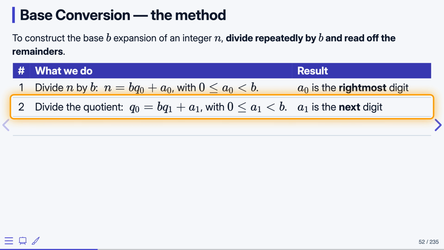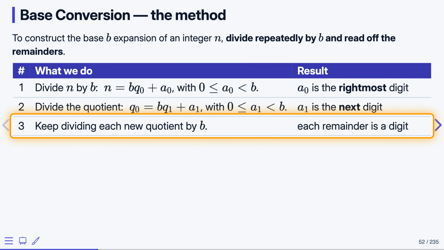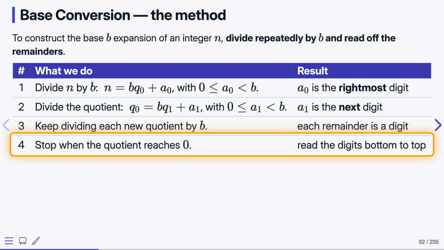Step 2. Now take the quotient q0 and divide it by b. The new remainder, a1, is the next digit, the second one from the right. Step 3. Keep going. Each time, divide the newest quotient by b and write down the remainder. Step 4. Stop when the quotient reaches 0. Then read the remainders from the bottom back up to the top.